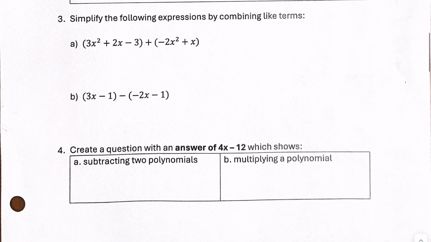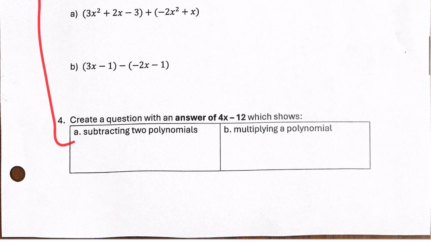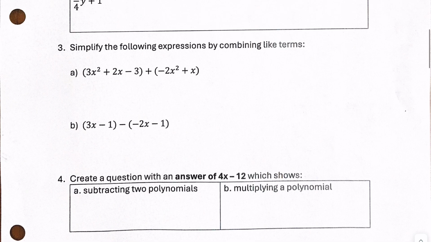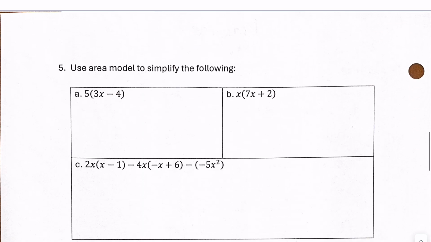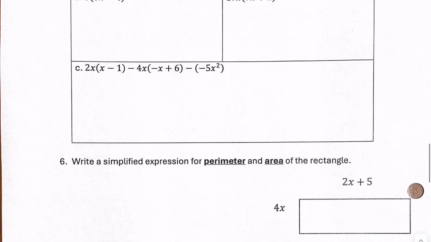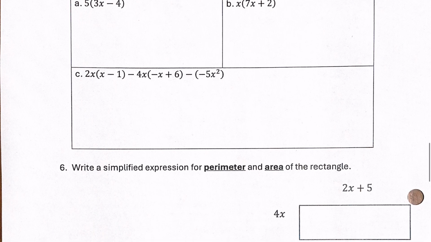Then we get into the second part, which is combining these algebraic expressions, these polynomials, combining like terms, adding, subtracting. That's this component right here. Then we get into the newer territory, which is multiplying. Questions 5 through 7 deal with multiplying polynomials using this thing called an area model. I'll show you how that works as well.